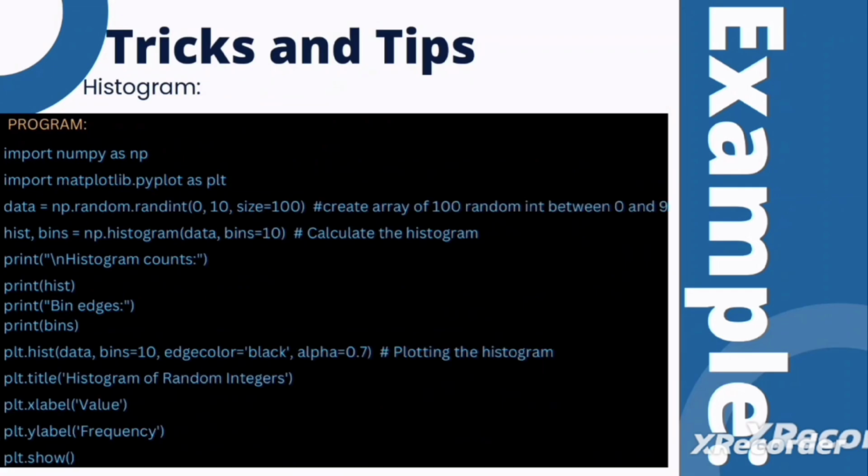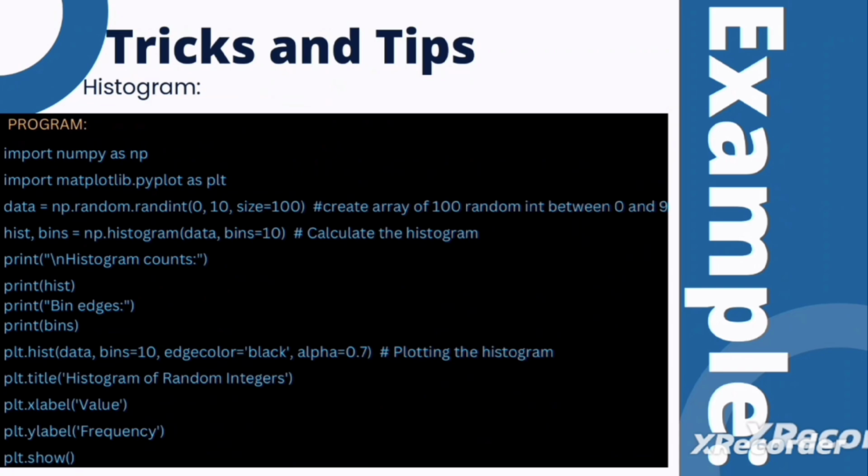Next up, histogram. Histograms are a fantastic way to understand the distribution of your data. Let's break down the example. So firstly we have import numpy as np for numerical operations and matplotlib.pyplot as plt for plotting graphs. Next, using random.randint, we can create an array of 100 random integers between 0 and 9. np.histogram calculates the histogram of data and divides data into 10 bins and returns 2 arrays: hist, which counts the data points in each bin, and bins for the edges of bins.